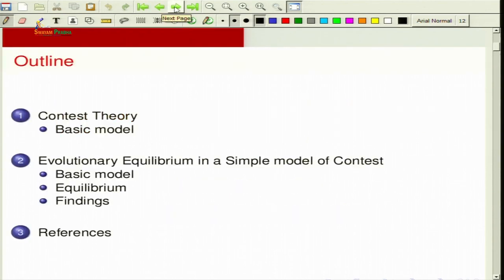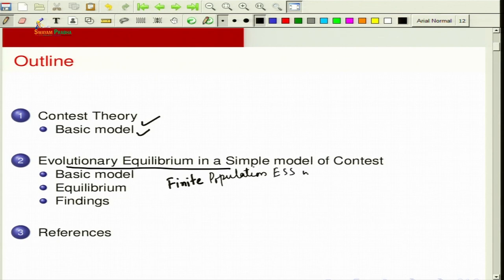So, what we did in last lecture, we saw how to define ESS in finite populations. So, in this lecture today, we will try to find out ESS in a situation which we call in economics as contest. First I will define what a contest is, then I will define some basic model of contest, and after that we will find ESS, that is the evolutionary equilibrium, finite population ESS in contest model.